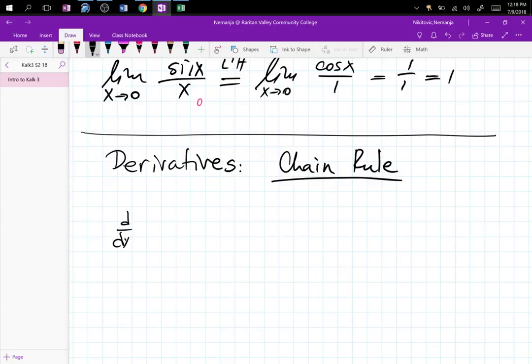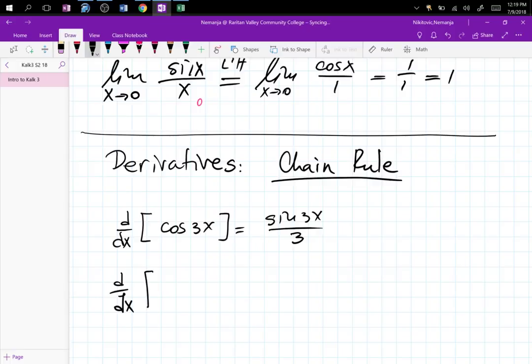So the derivative of cosine of 3x is sine of 3x divided by 3. The derivative of e to the x squared by chain rule is e to the x squared times 2x as a chain.